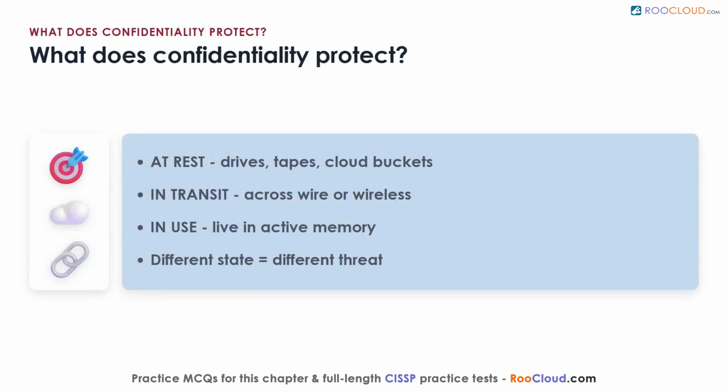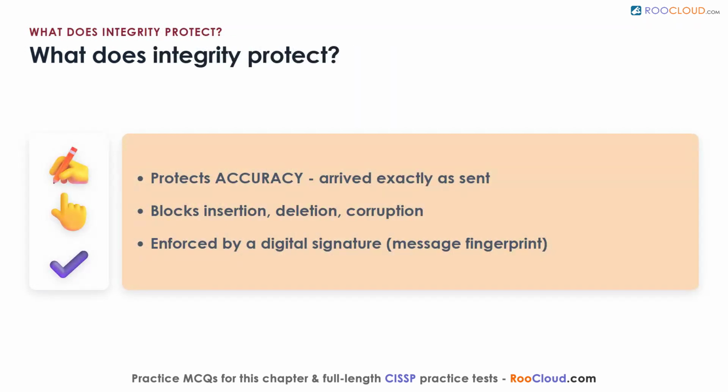What does confidentiality really protect? It protects secrecy across 3 different states of data. Data at rest sits still, on a drive, a backup tape, or a cloud bucket. Data in transit moves across a wire or a wireless link between 2 systems. Data in use lives in active memory while a process works on it. Each state faces its own threat, from device theft to eavesdropping to a rogue process. Picture a diamond. It needs a vault at night, an armoured van on the road, and a watched counter while it is on display.